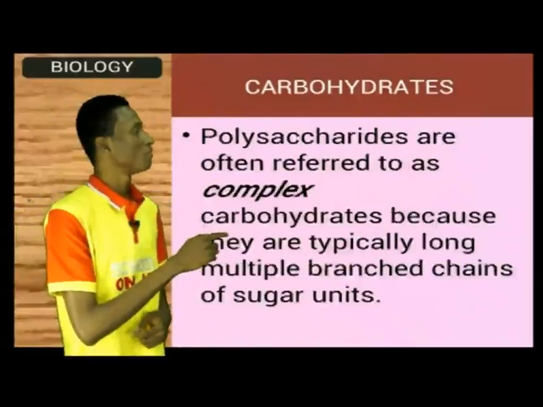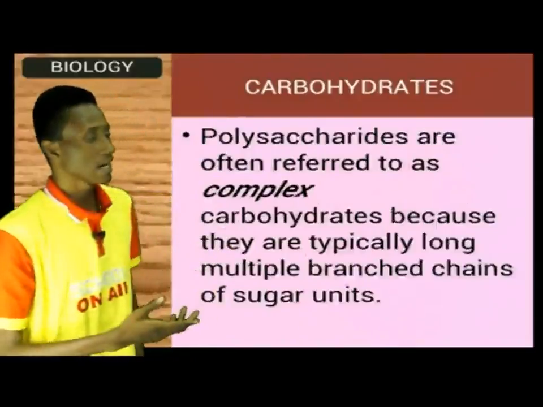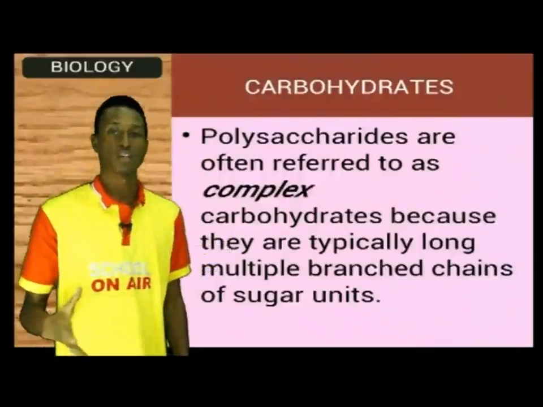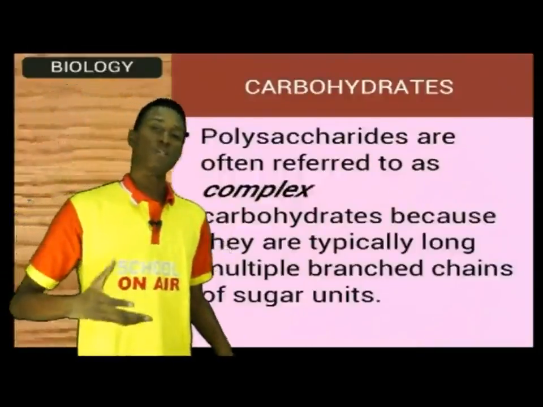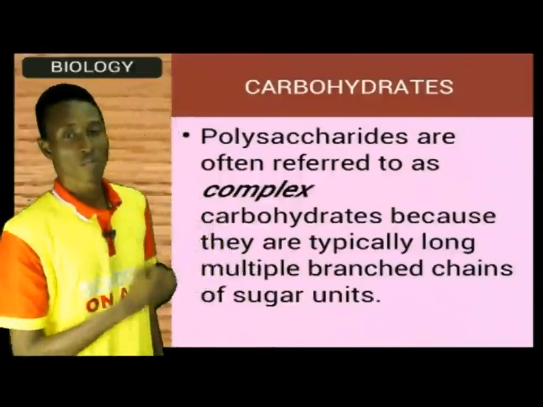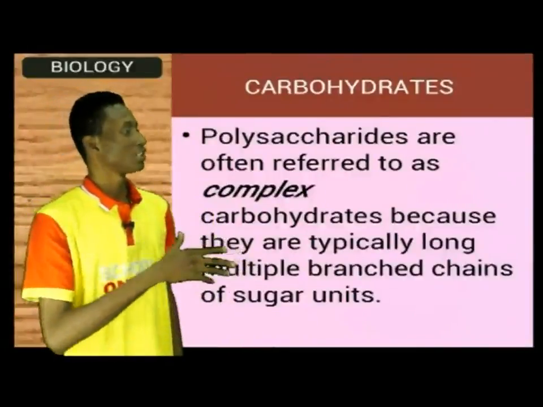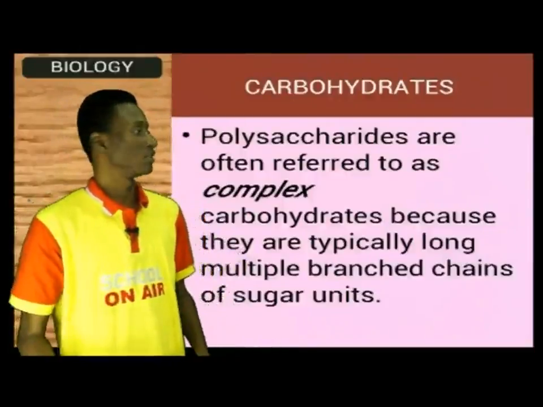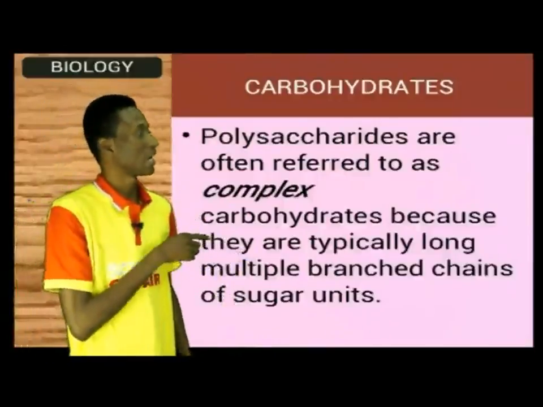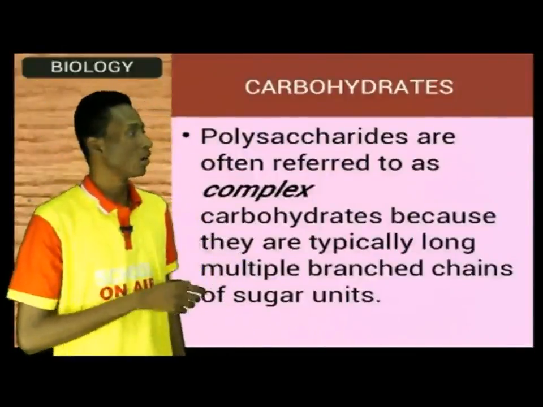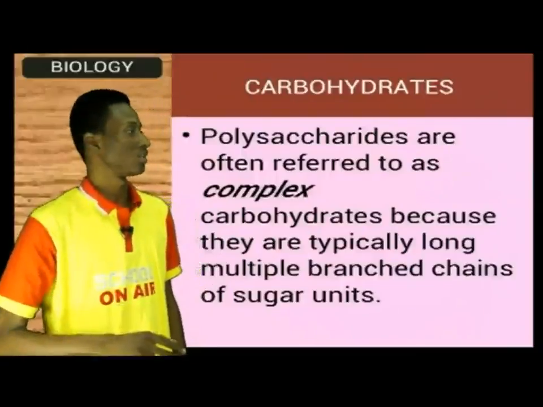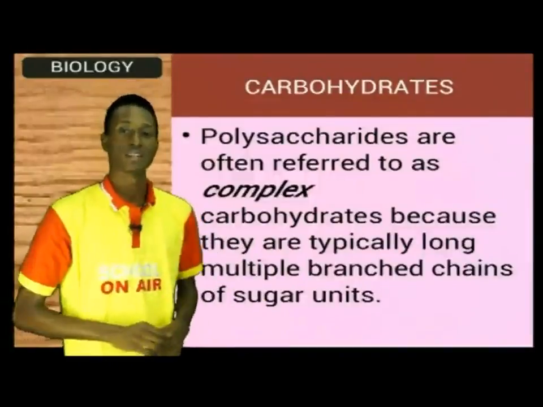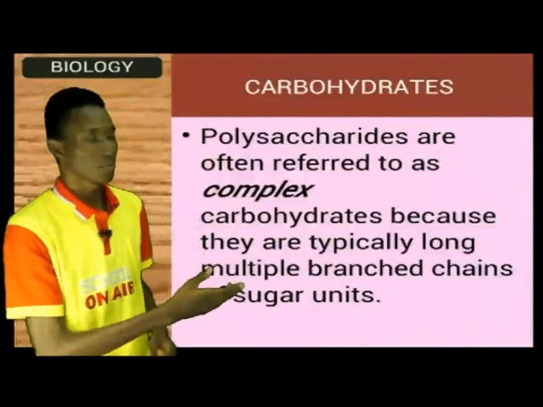Now, polysaccharides are often referred to as complex carbohydrates. Why is that? This is because they are typically long, multiple branch chains of sugar units. Like we said earlier, when we say mono, we mean 1. But in the case of poly, it means multiple branch chain. I told you that it necessarily doesn't have to be 3. It can be more than 3 sugar units. And that is why we call it the complex type of carbohydrates, because they are typically long and multiple branched chain. And their sugar units are branched and multiple. That is why it is called the complex carbohydrate or the complex polysaccharide.